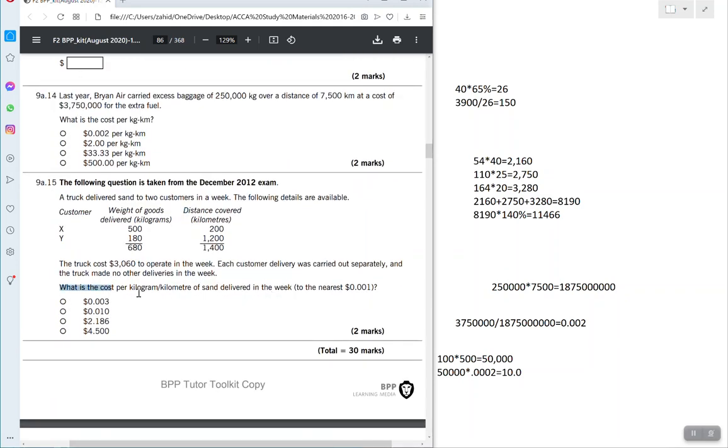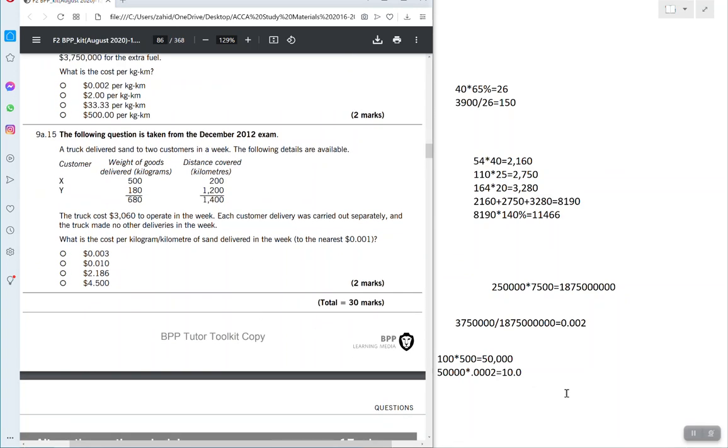Finally, what is the cost per kilogram per kilometer delivered? The same type of question. A truck delivered to 2 customers in a week. The following details are available. Weight in kilograms: we have 500 and 180, total 680. Distance covered in kilometers: 200 and 1,200, which is a total of 1,400. The truck cost 3,060 to operate in the week. Each customer delivery was carried out separately, and the truck made no other deliveries in the week.